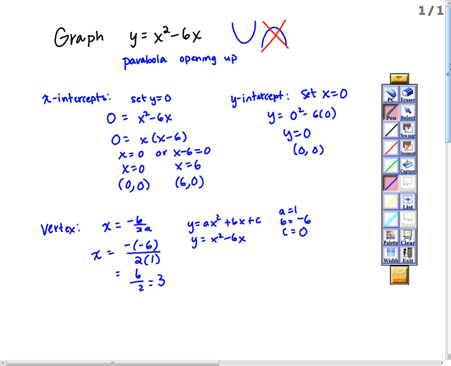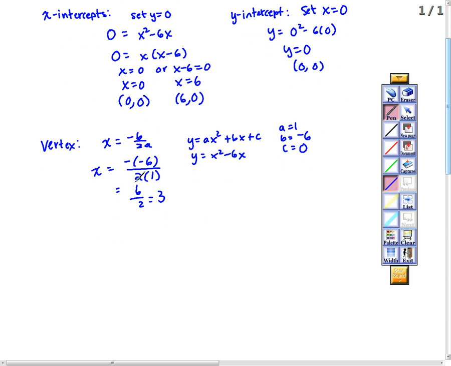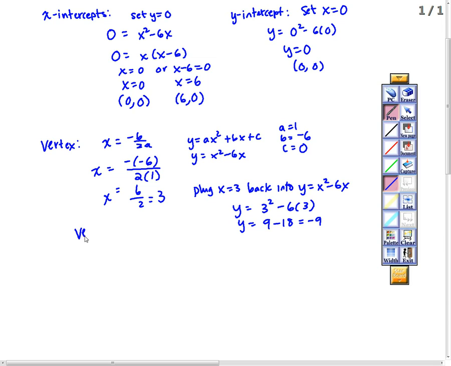I'm going to scroll down just a little bit. The vertex is a point on the graph, so I need a y-coordinate as well. If x equals 3, we plug x equals 3 back into the equation y equals x squared minus 6x. So y equals 3 squared minus 6 times 3. y equals 9 minus 18. That's negative 9. So the vertex is the point (3, -9).